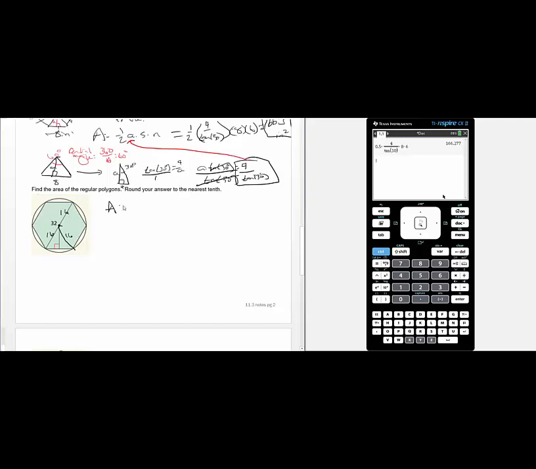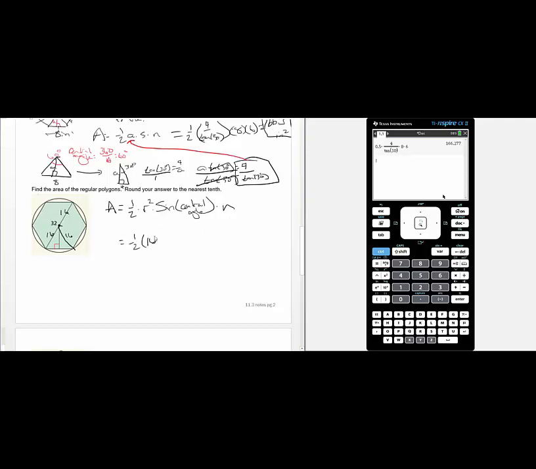Because the other area formula is 1/2 times the radius squared, times the sine of the central angle, times the number of sides. And I already know the radius, that's 16. I can count the number of sides, that's 6. And I can quickly calculate the central angle, as we saw in the previous problem. So this formula is going to be super easy.